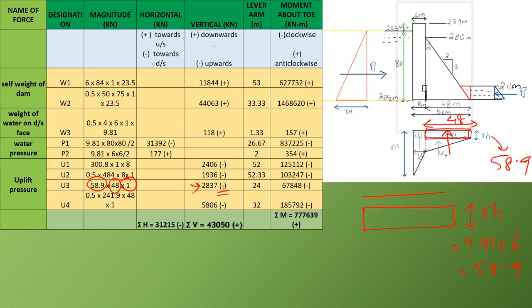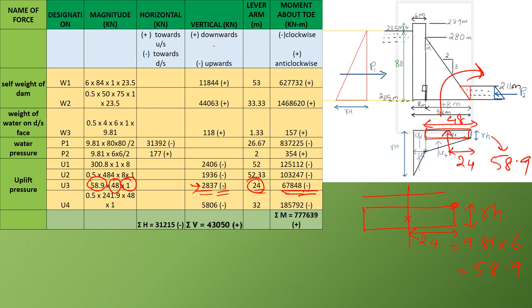And lever arm is the distance from this point to the centroid of that rectangle, that is 48 by 2, which is 24. So lever arm is 24, that is this distance is 24. Now moment is 2837 multiplied by 24, that is 67848. So that is also in the clockwise direction, therefore it is taken as negative.